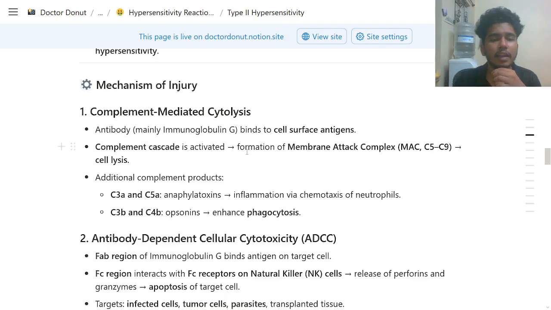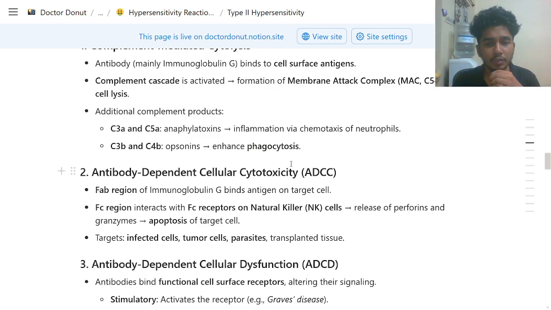Then the next thing, antibody-dependent cellular cytotoxicity, ADCC. The Fab part of the immunoglobulin binds antigen on target cells. Okay, I'll just show you an image of IgG.